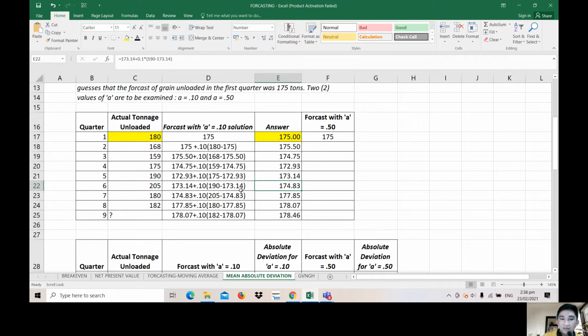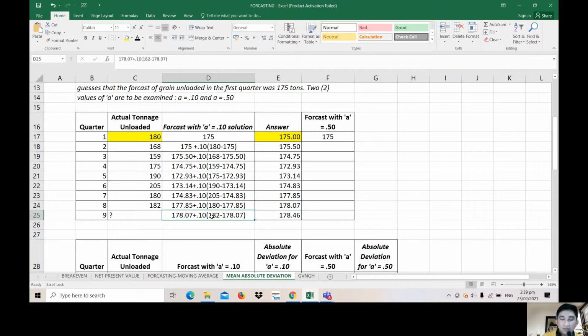Okay? On the next quarter, 174.83 which is based on the previous plus 0.10. Okay, 205 less 174. Saan itong 205 again, class? Ayan, for better understanding ito. Okay, yung previous quarter. Sa previous talaga kayo magbabase ng value dito. Okay, 205 less 174.83. And then, on the last quarter, last two quarters, 177.85, nagbase tayo dito sa last. Then, 180 less 177.85 times 0.10 plus 177.85. Therefore, ang answer niya is 178.07.